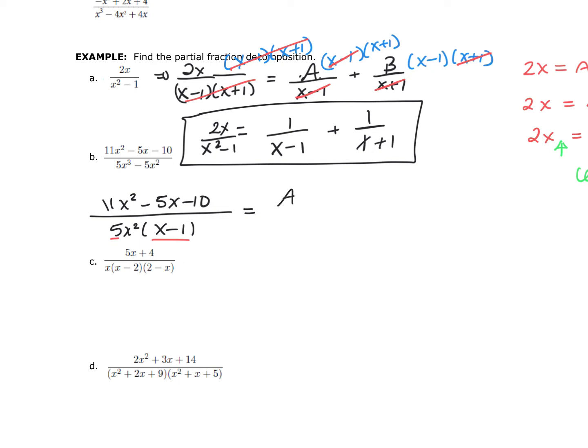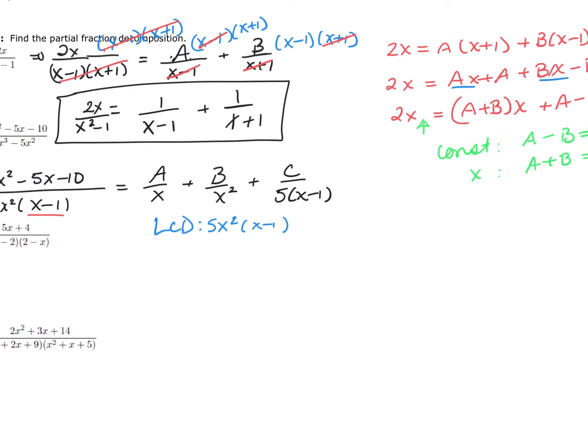So this will be a over x plus b over x squared, because it's repeating, and then plus c over 5x minus 1. Now we can see our lowest common denominator here is going to be x squared and a 5 and an x minus 1. When I multiply each term by my lowest common denominator, I'm just going to erase this so I have space.